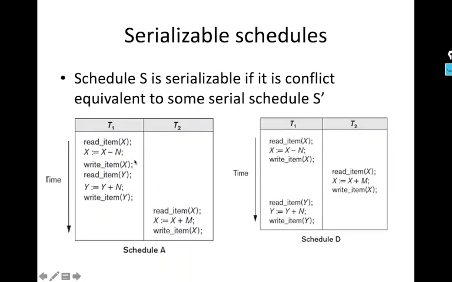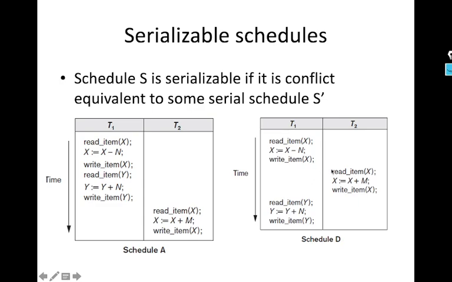In this example, we will take schedule A and schedule D. They are conflict equivalent. So what is conflict equivalent? Schedule A, as we have already seen, is a serial schedule and schedule D is a non-serial schedule. So this is equivalent to this serial schedule. How can we say that? We have to check the conflicting operations in these two schedules. Checking schedule D, the conflicting operation is here: there is a write item and a read item. So these two operations are conflicting.